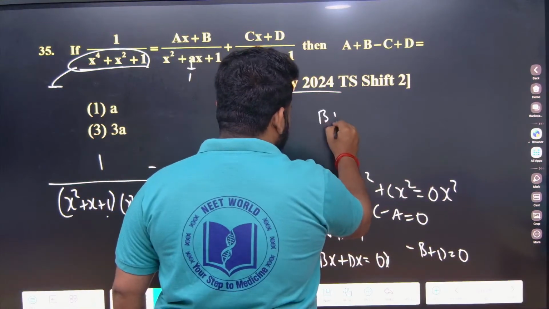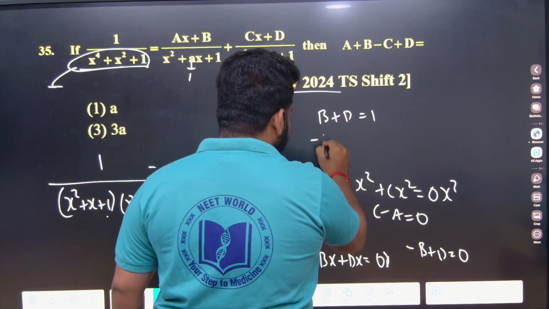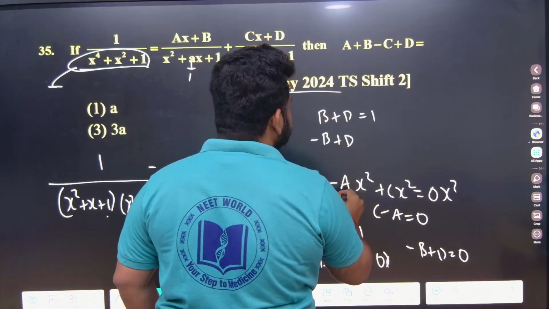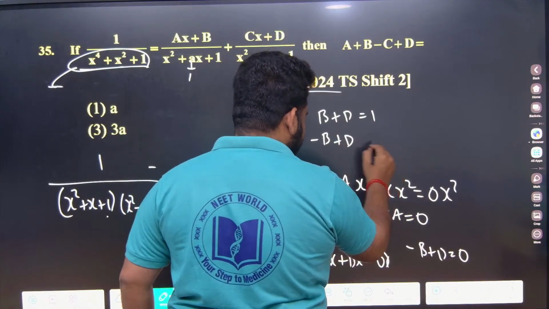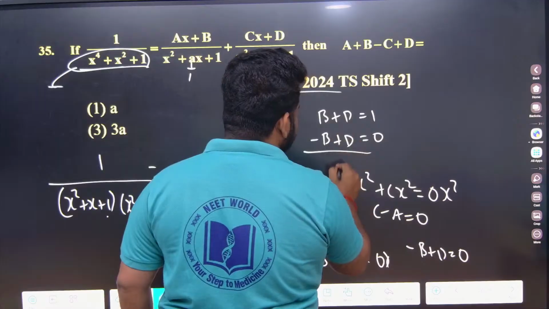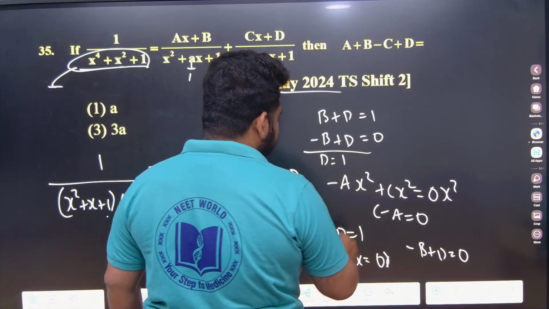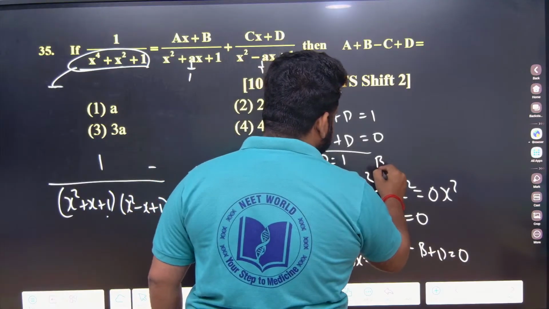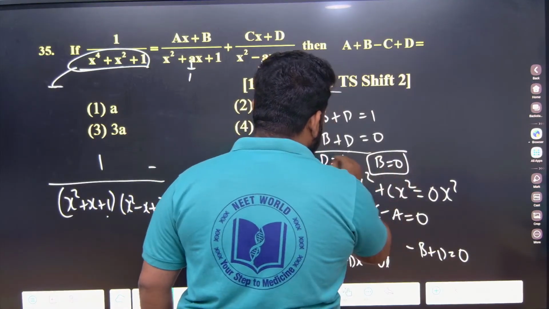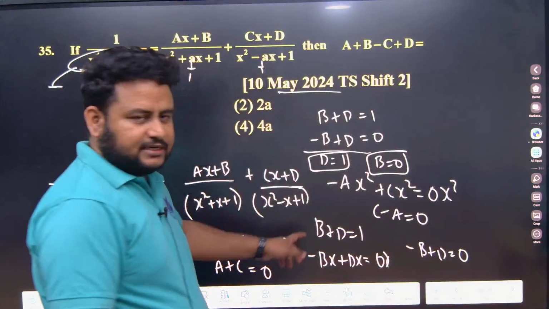B plus d is equal to 1. Minus b plus d is equal to 0. On solving this, I will get the value of d as 1. So d is equal to 1 means b is equal to 0. I got the values of d and b.